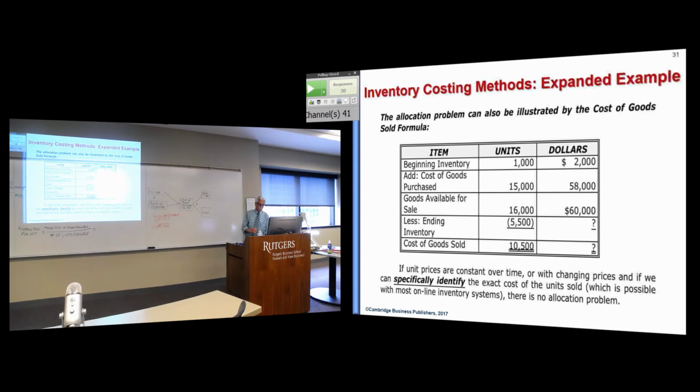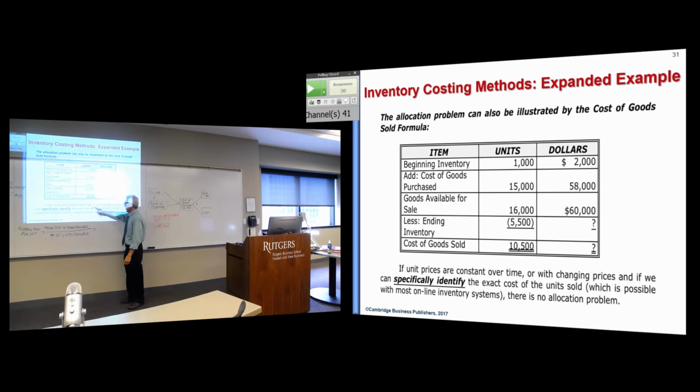Here's another way to look at this inventory allocation question, and this is using the cost of goods sold formula that is needed for the periodic inventory system. You've got beginning inventory plus the cost of goods purchased, which gives us goods available, and again, we've got the $60,000 that we need to allocate to ending inventory and cost of goods sold. So this is a question mark, which depends on the inventory cost flow assumption we made.